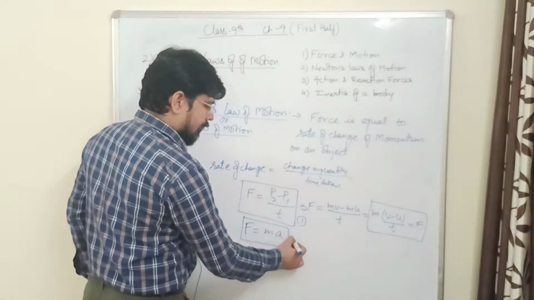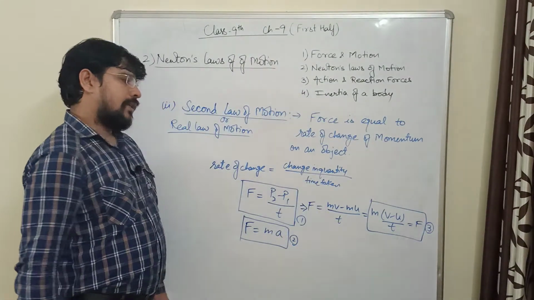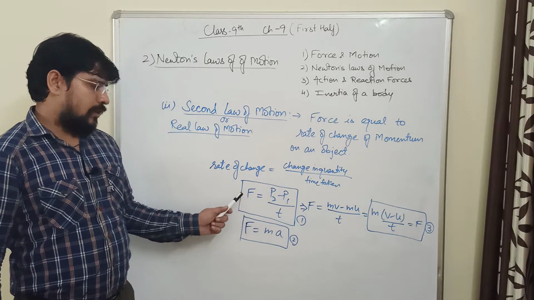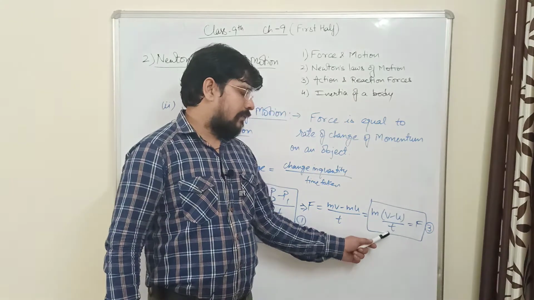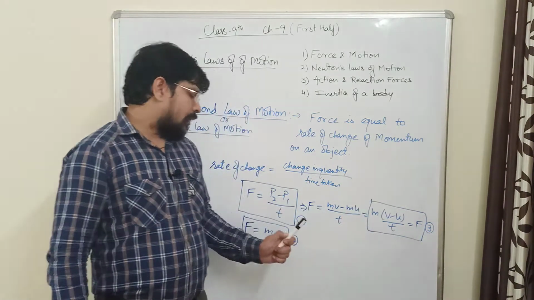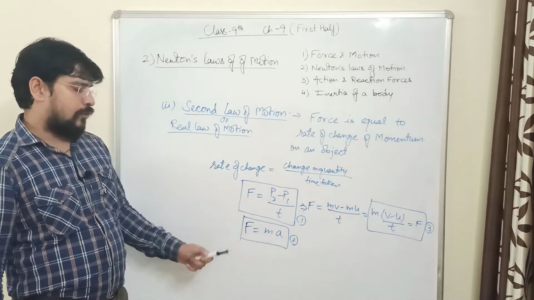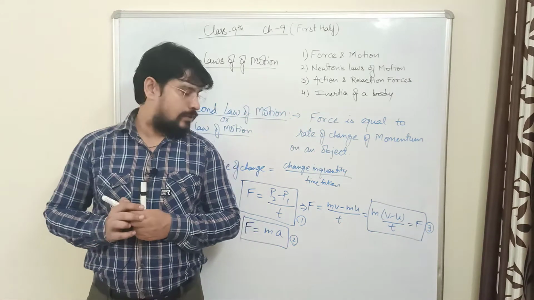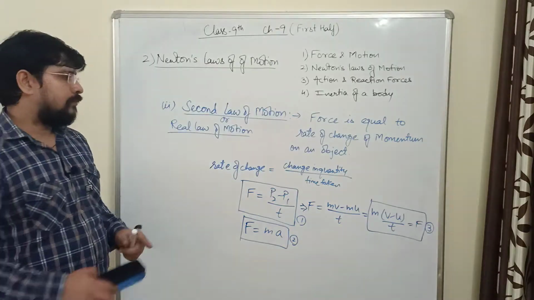We can apply any particular relation for solving the numerical as per the given variables. If momenta and time are given, use this formula. If mass, initial and final velocity and time are given, use this formula. If mass and acceleration are given, for calculating force, use this formula. So this is how you can use any formula for calculating force. This is your Newton's second law of motion.